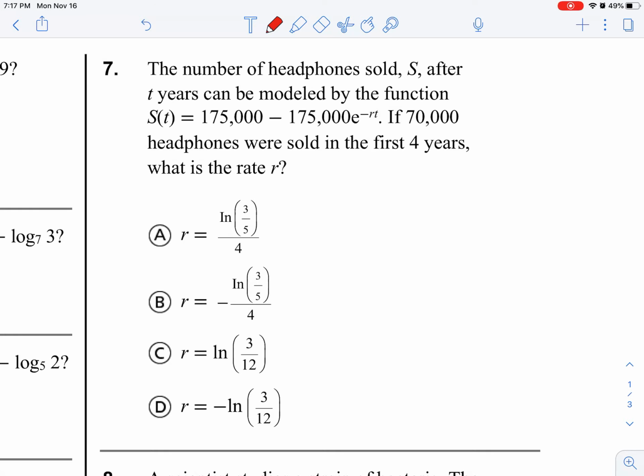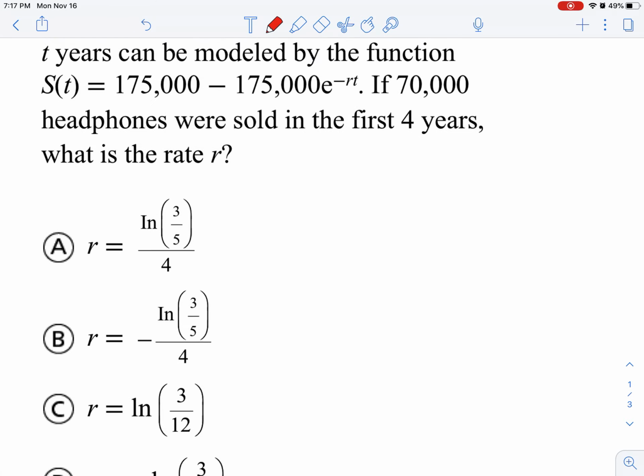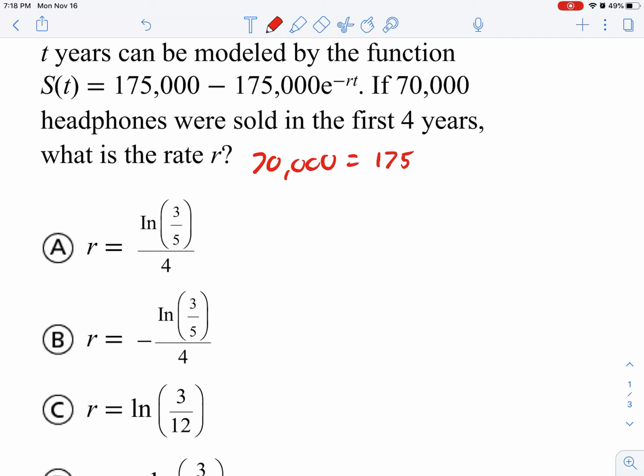So we've got 70,000 equals 175,000 minus 175,000 e to the negative RT. And it gets a little bit easier to write here in just a minute. So just doing some regular algebra, we want to get this part all by itself. So we're just going to subtract both sides.